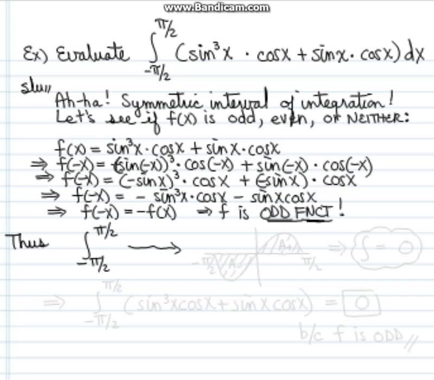So what does it mean? It means that if we graphed this thing from negative pi over 2 to pi over 2, we would get an opposite thing happening exactly on the left and right of the graph. So you can see we'd get a negative area added to a positive area of exactly the same quantity. That means the net area would have to be equal to 0.